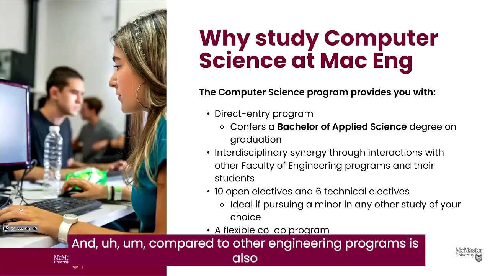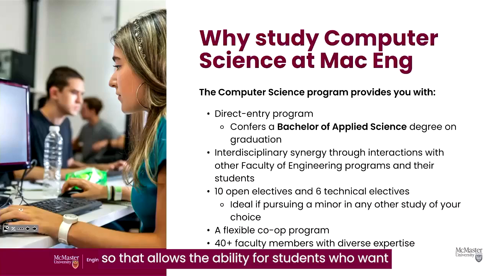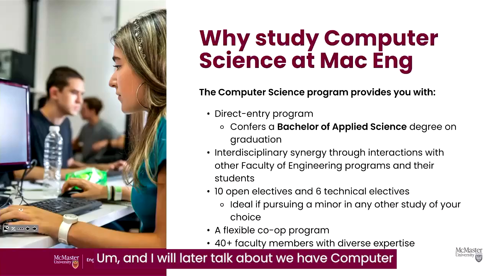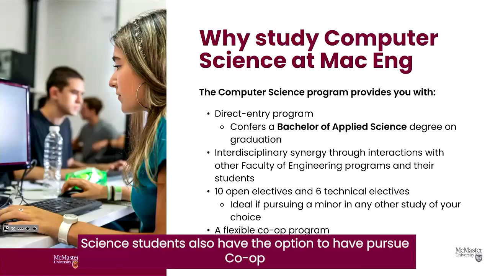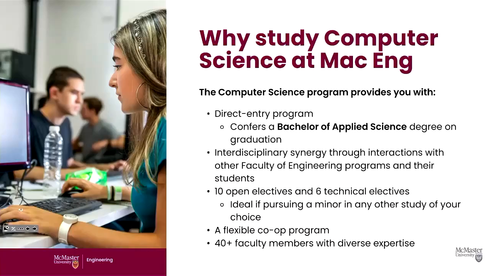And compared to other engineering programs, it's also very flexible. It has in total 10 open electives and 6 technical electives. So that gives students the ability, if they want to pursue a minor on the side, to use those electives to do so. And I will later talk about how computer science students also have the option to pursue co-op, and McMaster offers a very flexible co-op program.